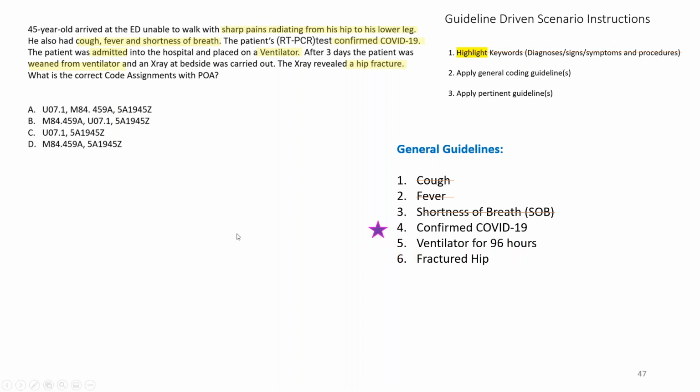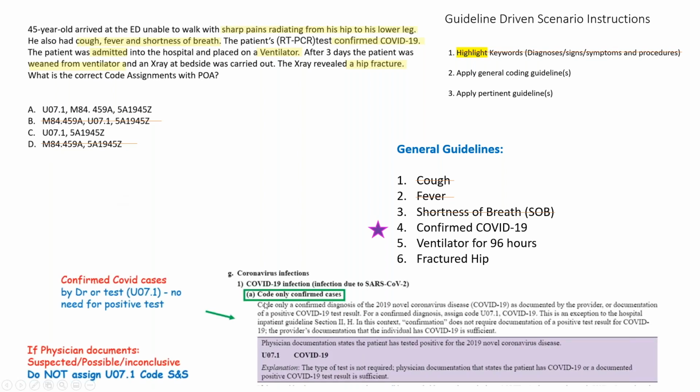Okay. So we have a few little clues. We know that COVID-19 will be our principal, and the guidance tells us to go ahead because it was confirmed. So we will code it. We will also code the fractured hip, also the ventilator for up to 96 hours. Did you all have an aha moment? All of them are POA.